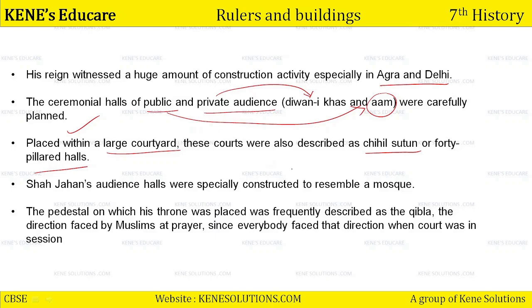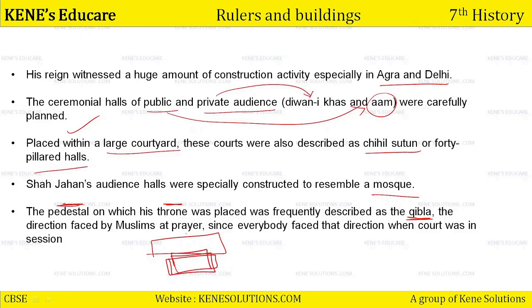Okay, Shah Jahan's audience halls were especially constructed to resemble a mosque. ज़्यादातर वो audience के hall ऐसे ही बनवाता था, which can resemble the design of a mosque. The pedestal on which his throne was placed was frequently described as the Qibla. उस पेडेस्टल को किबला बोलते थे, थ्रोन को किबला नहीं बोलते थे. जिस पेडेस्टल पर थ्रोन होता था, इस पेडेस्टल को we used to call as Qibla.